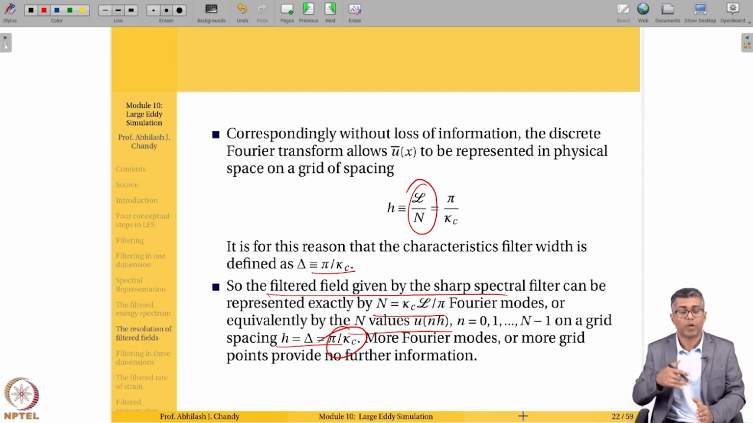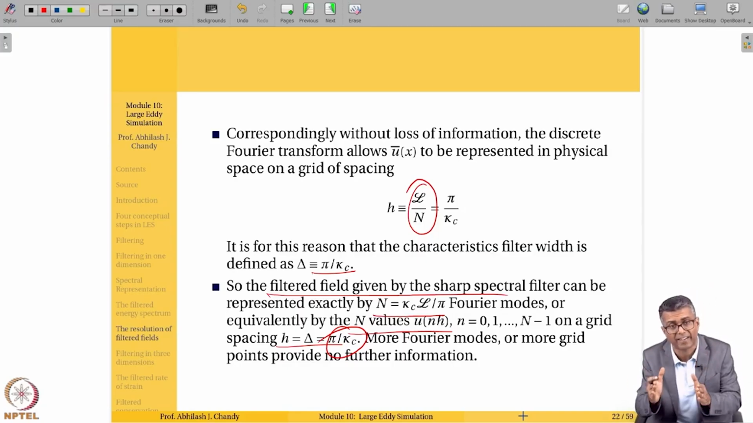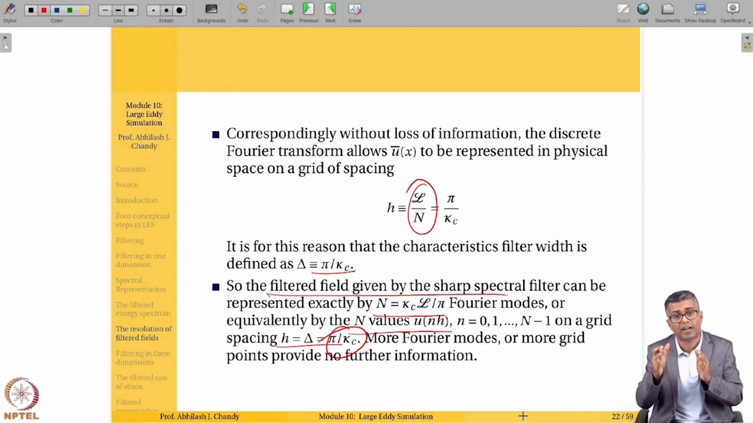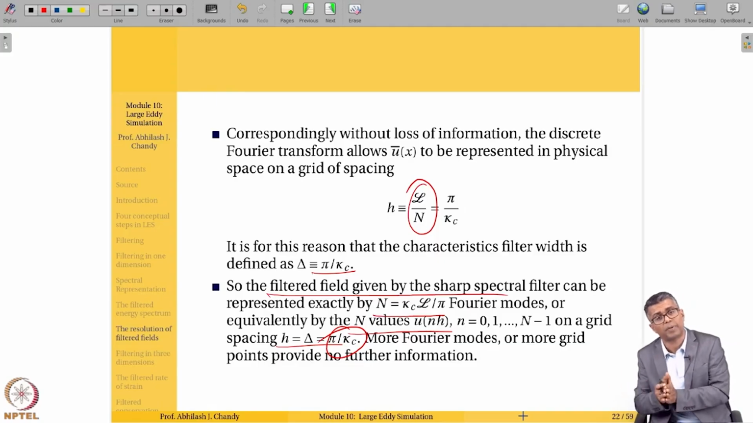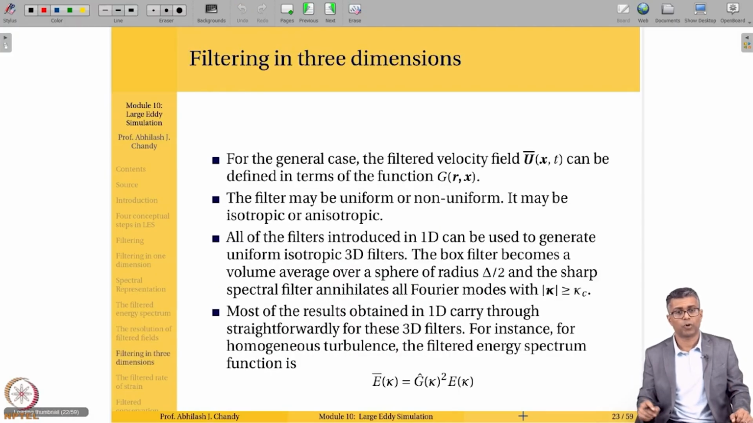I mean, you are wasting computing resources. You should not have it greater than delta, that is for sure. h should be equal to delta or less than delta technically. But it doesn't make sense to have it less than delta, because you're not resolving anything more, because you're resolving only until delta. You are resolving only until kappa c. So anything beyond kappa c is just wasted resources. So I hope that is clear.